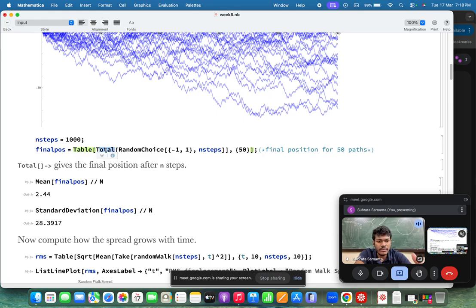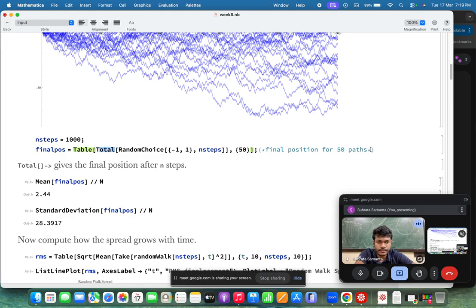Accumulate is basically adding the steps one by one, but total is basically once you calculate, let us say I want to calculate the final positions, that means I have to add up to those points. So that is basically total. So I define n steps. I calculate the total of this list, and I do it for 50 different paths. So I calculate basically the final positions for 50 different paths.